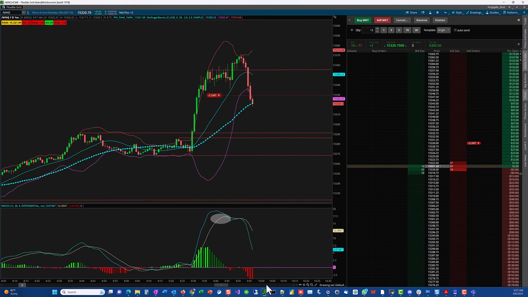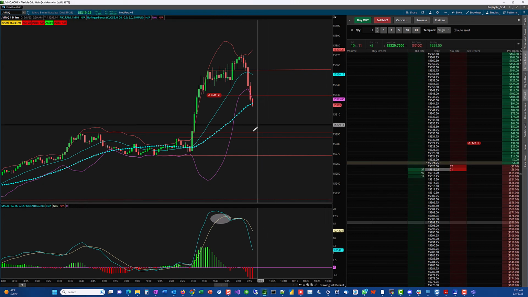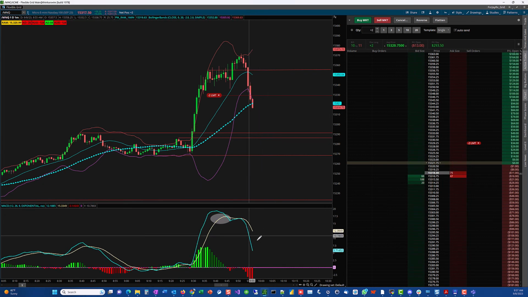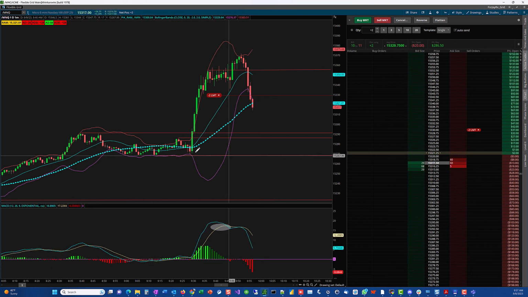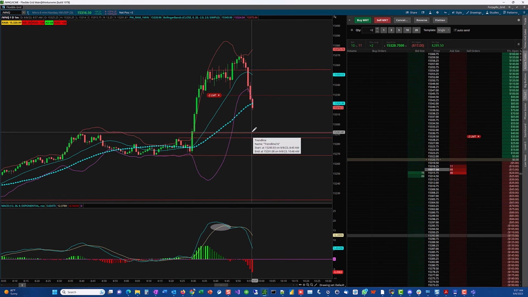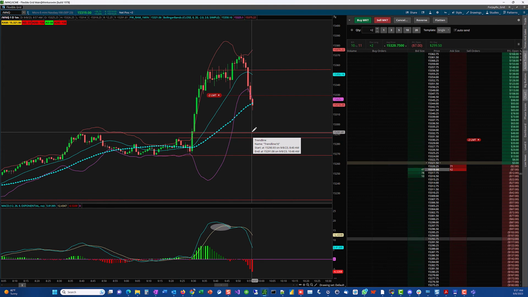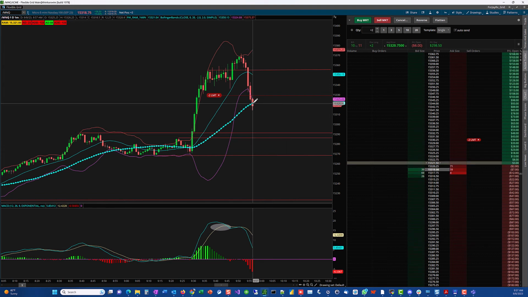So here's the thing. We got a whole bunch of red candles. There's going to be some breathing. We're going to touch this RAM indicator. You see there's MACD on the bottom here. We're still above. We want to draw another line. There's going to be some support over here. This is my risk. If it goes down that far, I'm going to exit. But at the same time, I'm hopeful.